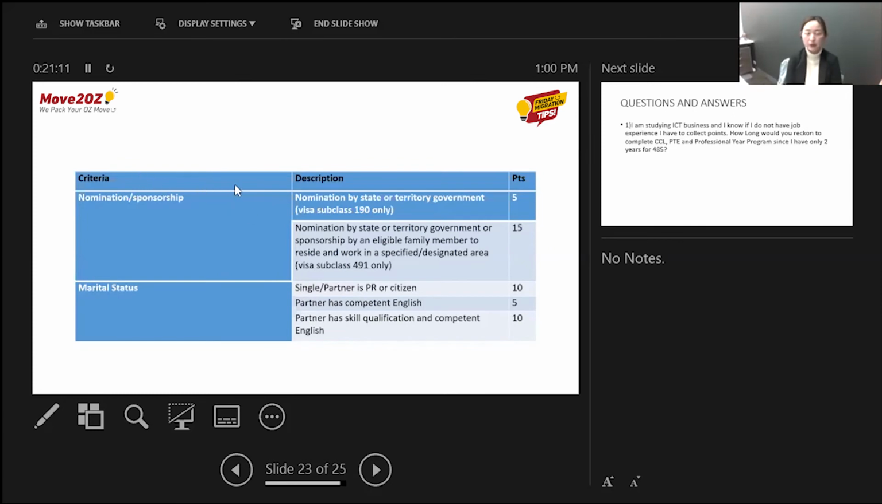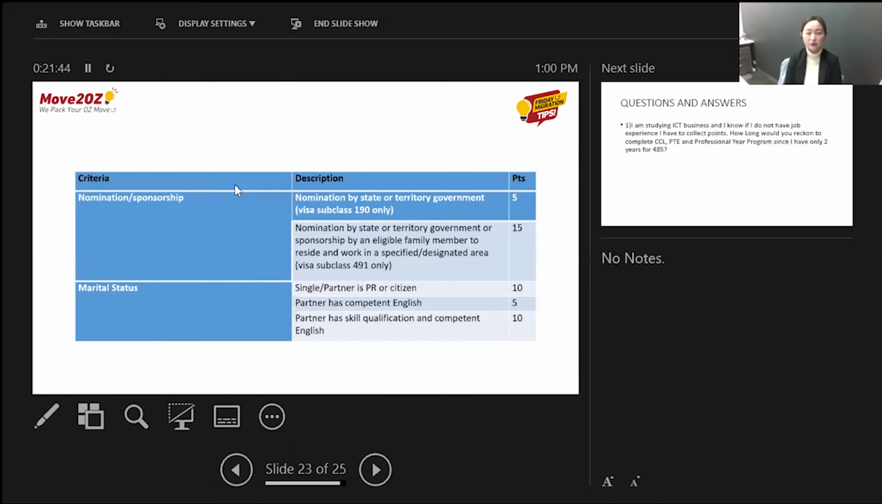When we discussed the 189, 190, and 491 visa, we have touched on this part. But for the 190 visa, as we mentioned earlier, the state government will give you 5 points. If you claim these 5 points when you submit your EOI application, you can only apply for the 190 visa. As long as you receive 5 points from the government, there's no chance for you to get the 189, but you can go through the 190 scheme.